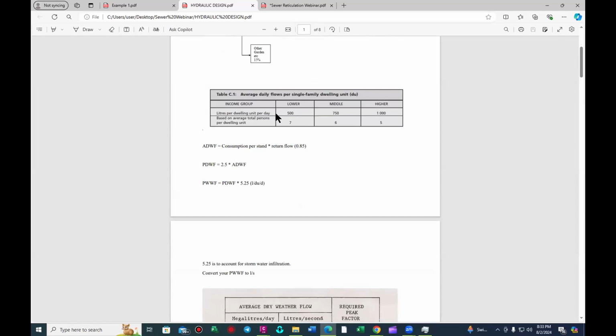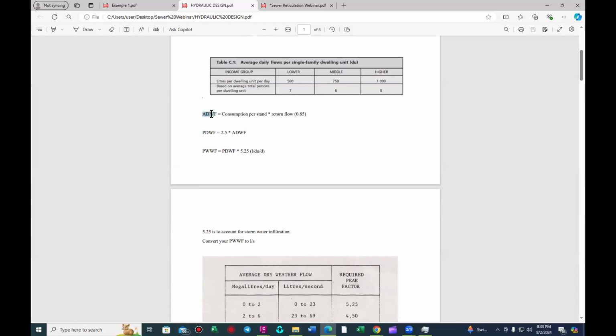So we say 0.85 by 500, we get 425 liters per day is going to be produced as sewage, right? Then after you do your average daily dry weather flow, you do what we call your peak dry weather flow. So we also have to account for peak factors, right?